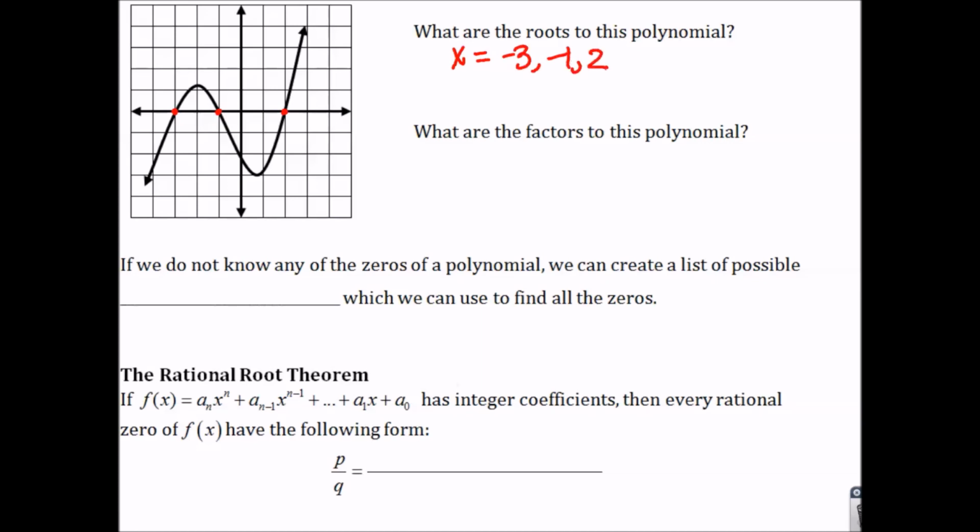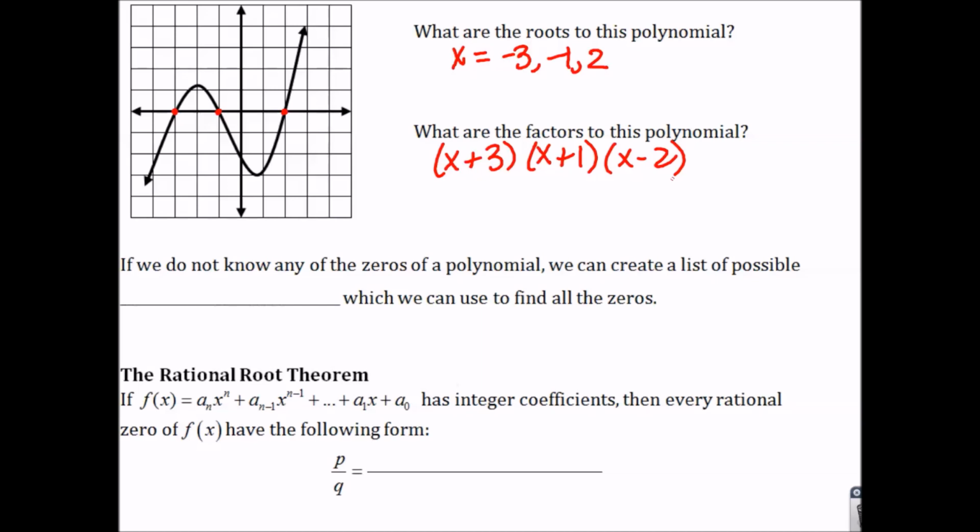So when you write the factors of the polynomial, remember when we did factoring, if you had that x equals -3, the factor is x plus 3. So the factor that gives you the answer x equals -1 is x plus 1, and the factor that gives you x equals 2 is x minus 2.